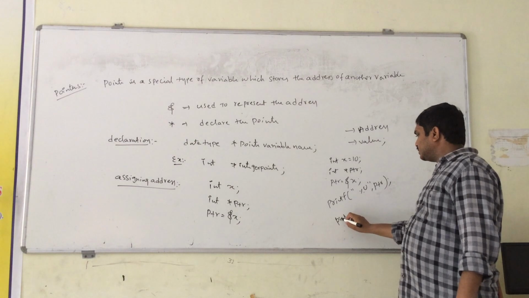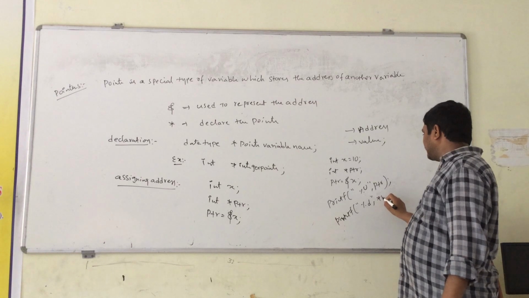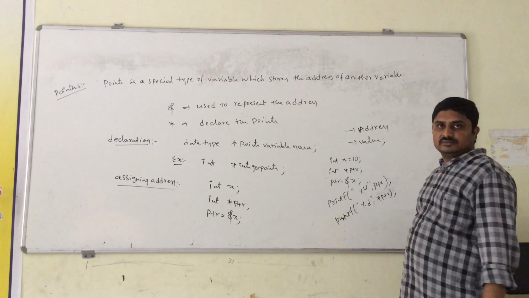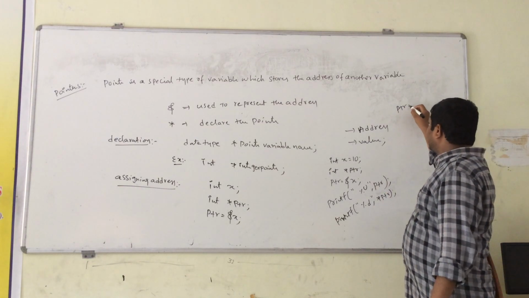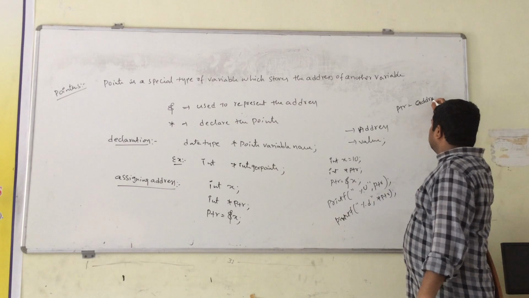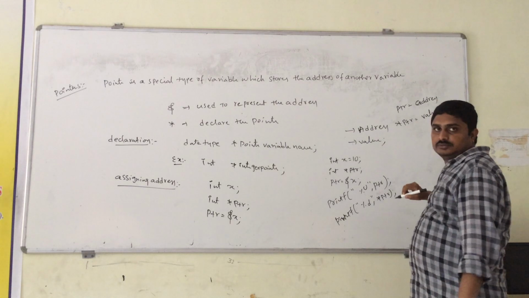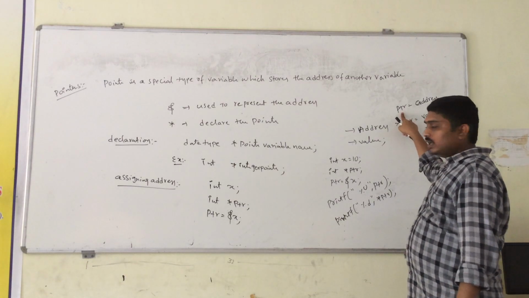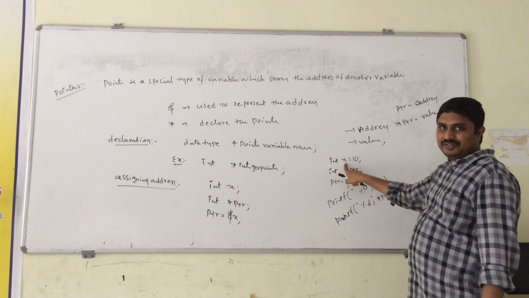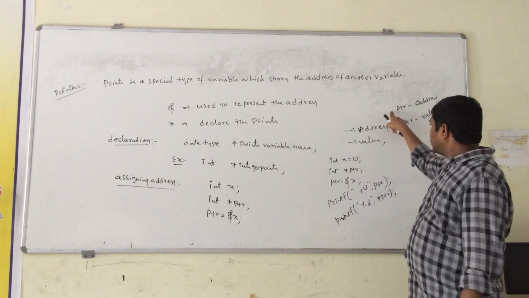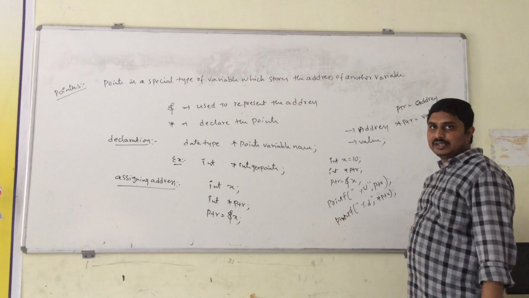If you want to print the value, printf("%d", *ptr), it prints the 10. ptr contains the address, *ptr contains the value. ptr contains the address of x, *ptr contains the value of x. With this pointer we can access two values: first one is the address and second one is the value.